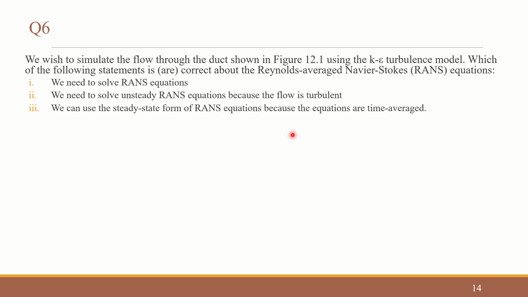This is false because we cannot go with the steady state form of the RANS equation. Even though the equations are time averaged, we are explicitly given that we are dealing with the unsteady system. So the third one is false. Out of these, the second one is true. Going with that, we see option A: 1, option B: 2, option C: 3, option D: none of the above.